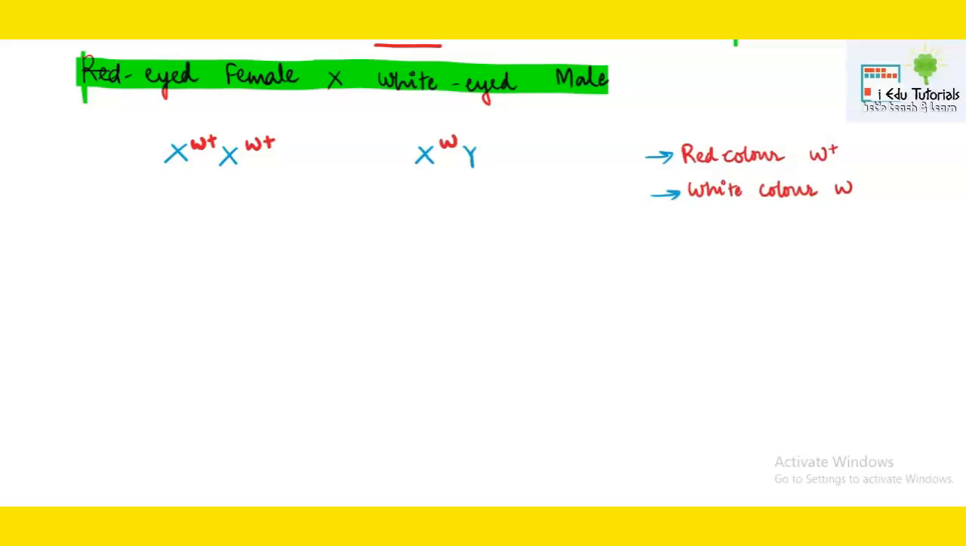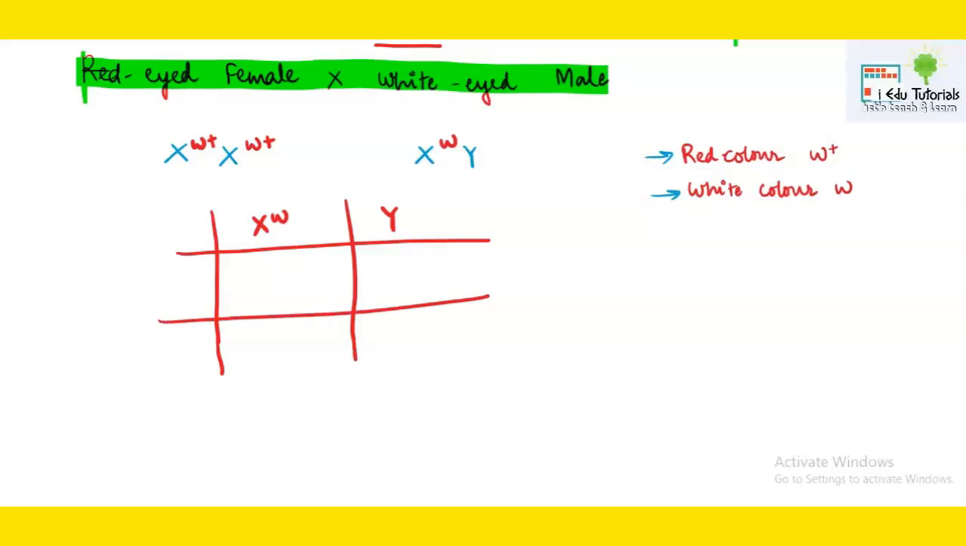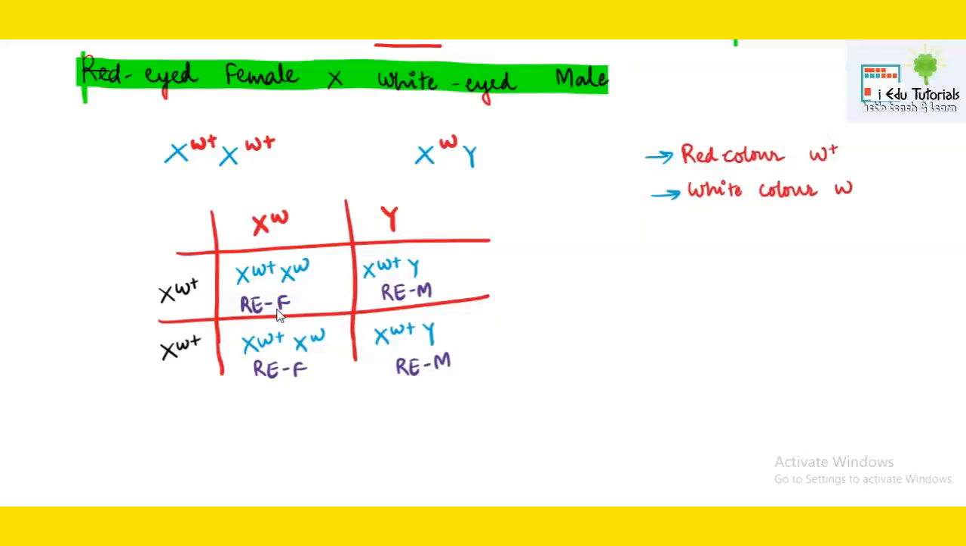We signify eye color by writing W plus, and here we write just W. This is important. When we plot the Punnett square, the male gametes are written here and the female gametes here. Of course our individuals will be these. Always the dominant has to be written first and then the recessive. This is our red-eyed female, this is a red-eyed male, this is a red-eyed female, and this is also a red-eyed male. That means no individual has exhibited the white color.